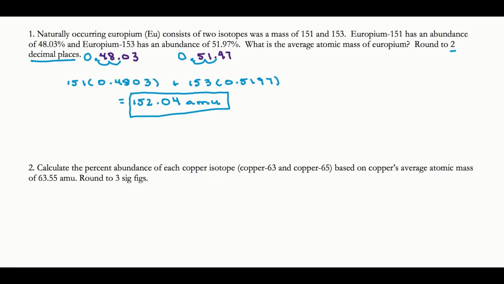So a nice way to double check yourself to make sure you are correct, go to europium on the periodic table. It's actually in that bottom 2 rows. Its average atomic mass is 151.97. Okay, so I am just 0.07 off. So I'm okay with that value. Let's go to the next problem.